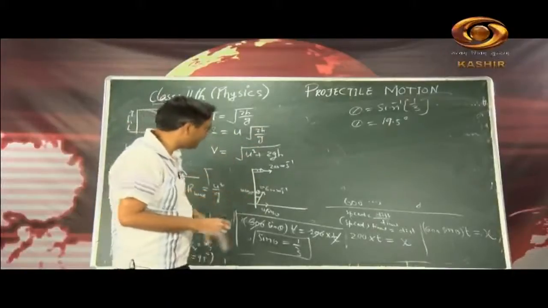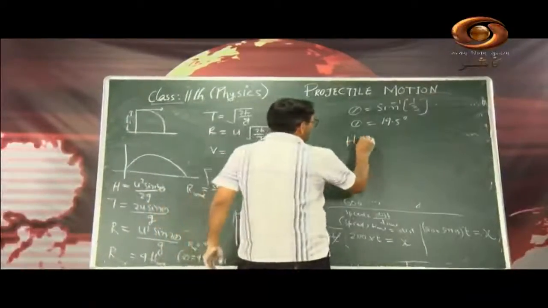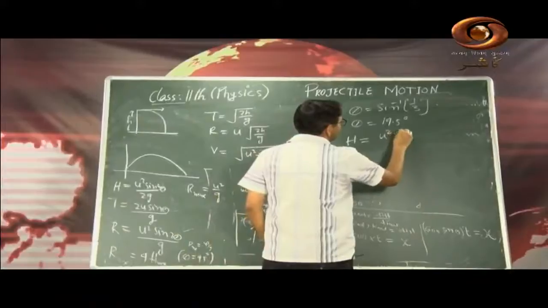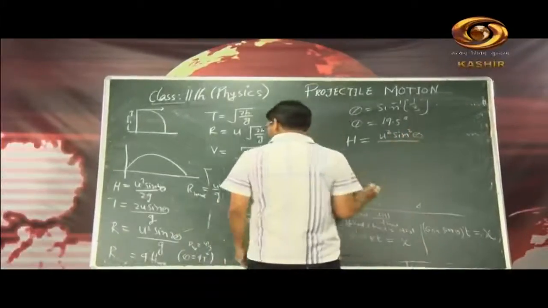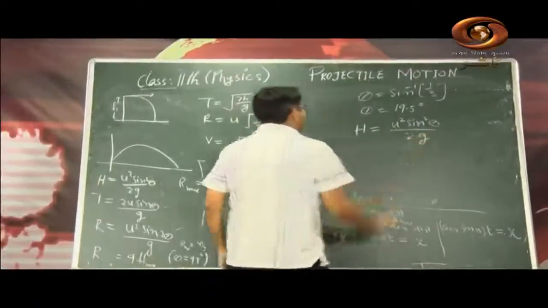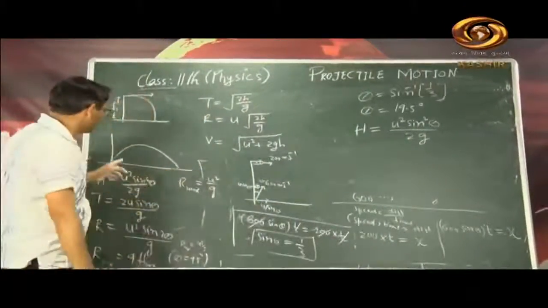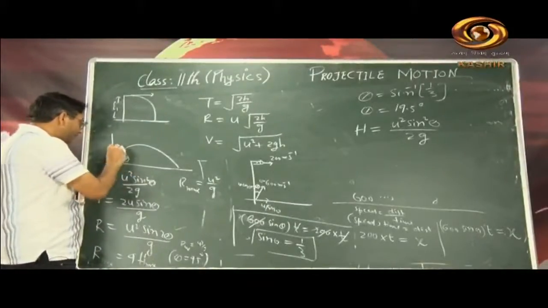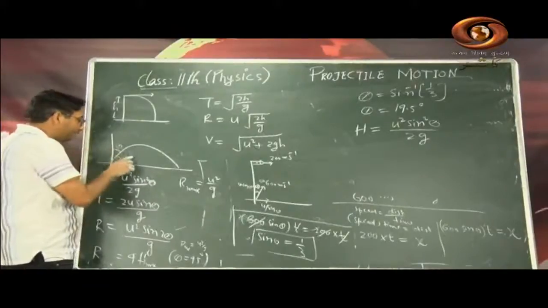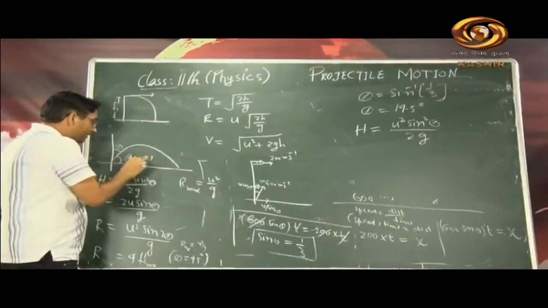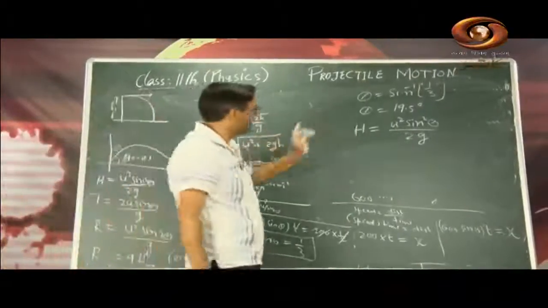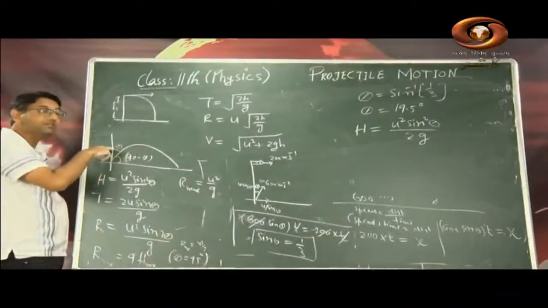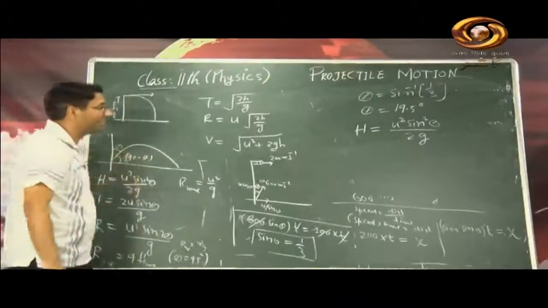So what is the safe height? Let us calculate first the maximum height. We know the formula for maximum height: u square sin square theta divided by 2g. But do remember, my dear students, this maximum height is for the angle theta with the horizontal. Here we have calculated this angle with respect to the vertical, so the angle becomes 90 minus theta. We need to replace theta by 90 minus theta, only then this formula is valid, because we derived this equation with the angle taken from the horizontal.